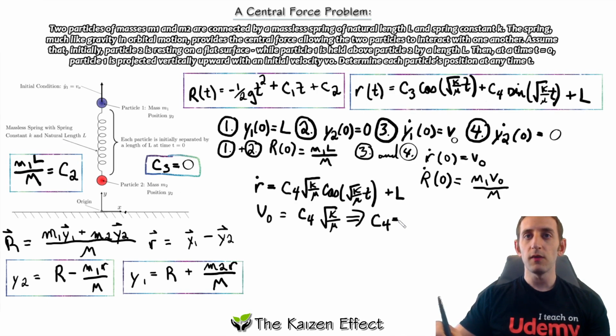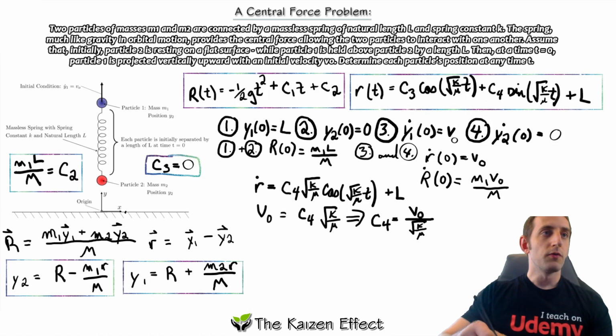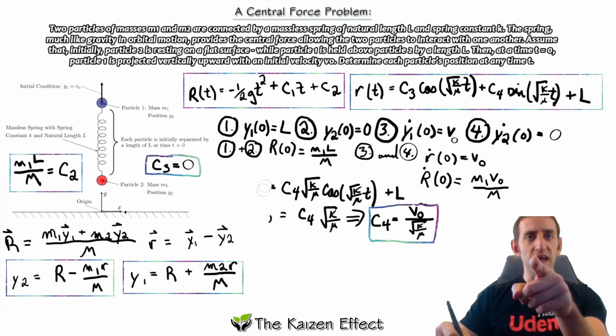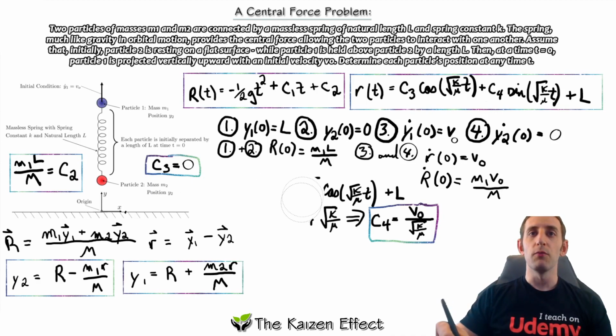C4 is equal to V naught over root K over mu. Okay? So we're going to highlight this. And again, this is sort of a laborious process, but if you keep chugging along and you keep yourself organized, you can end up with the correct result, which we will do. We got this, guys. Okay, so let's make board space.